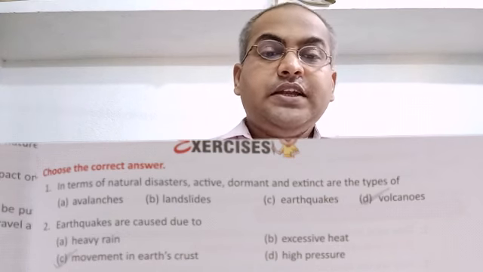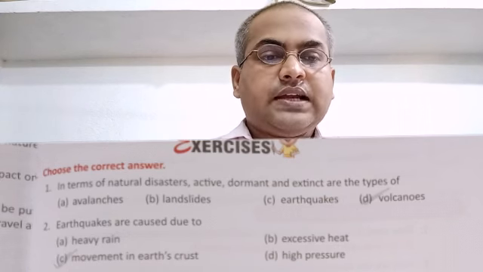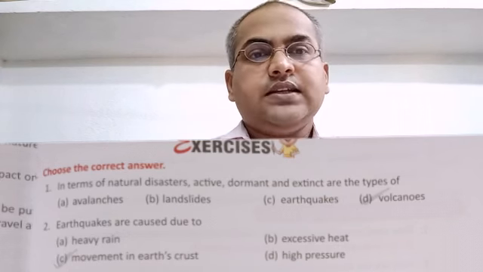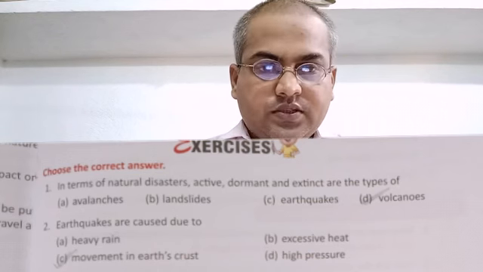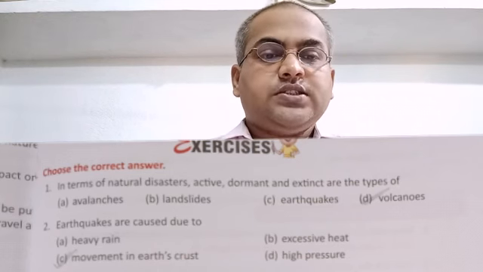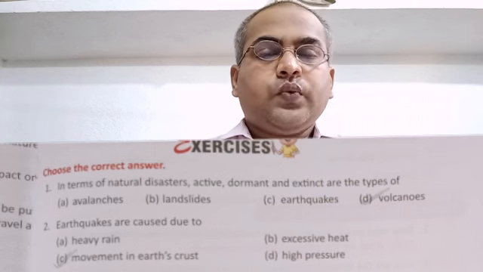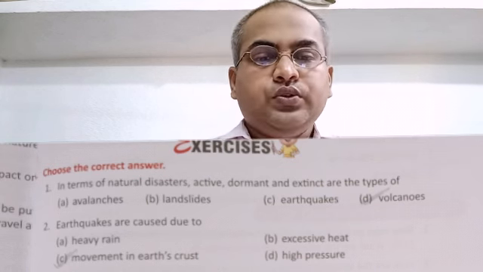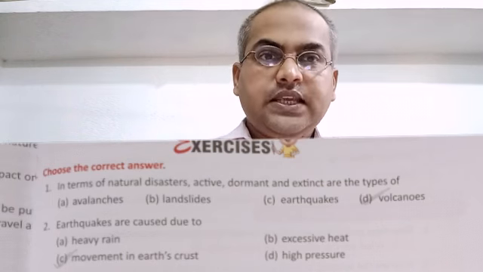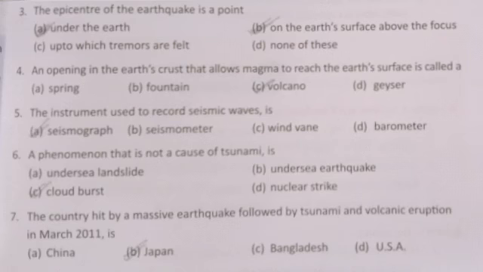Number one, in terms of natural disasters, active, dormant and extinct are the types of volcanoes. Number two, earthquakes are caused due to C. The answer is C, movement in Earth's crust. Now comes question number 3.